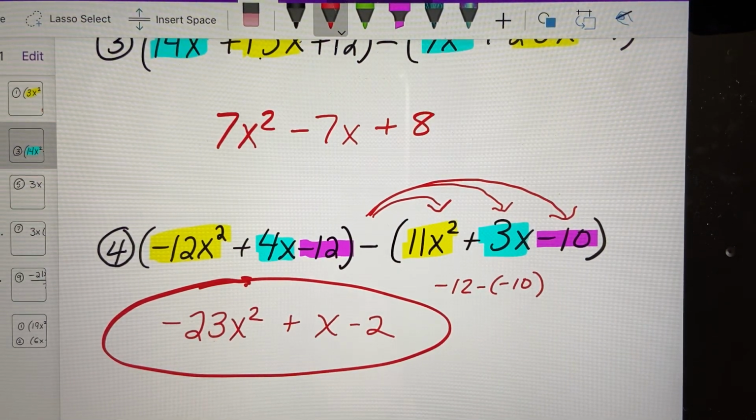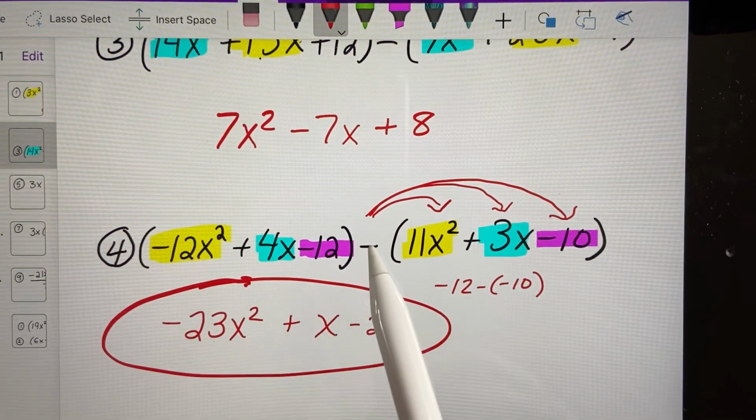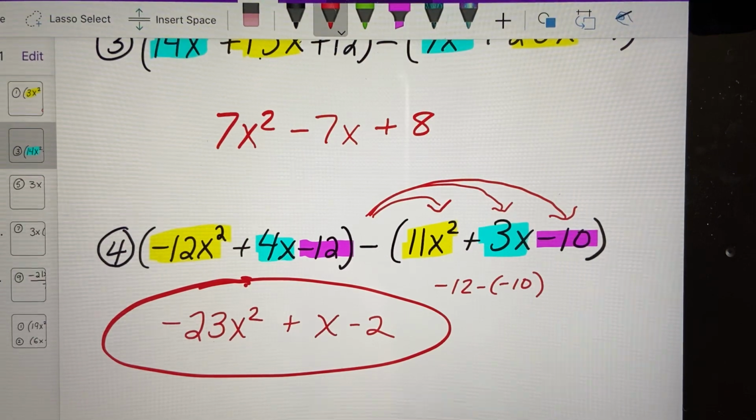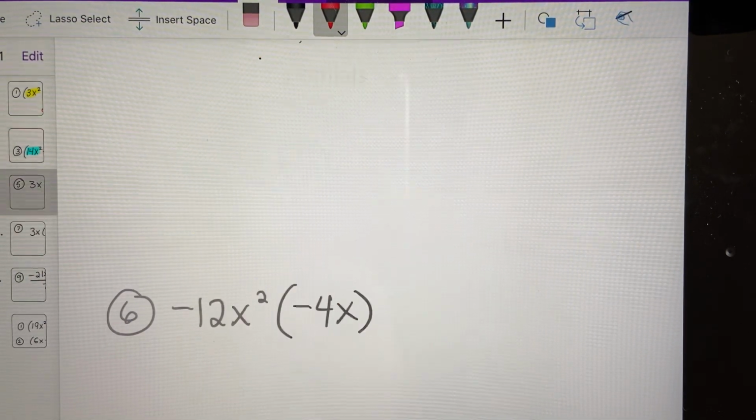The subtraction problems are a little tricky just because of distributing the negative sign. Okay, so be careful with those signs.